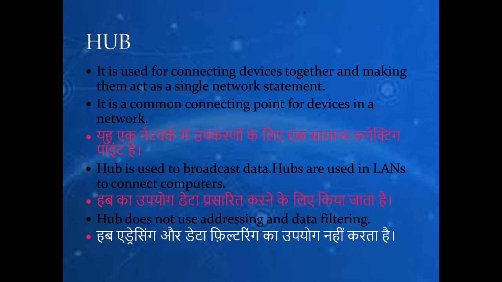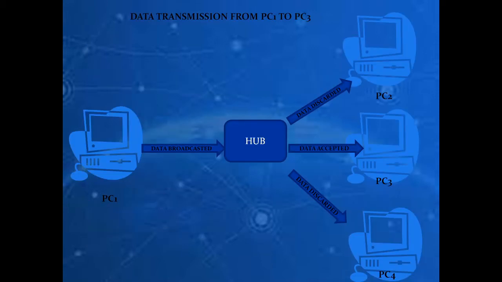Hub does not use addressing and data filtering. What is the meaning of these 2 points? I will explain these 2 points. Let us first view the diagram in the next slide. Here we will see how the data is transmitted using a hub.